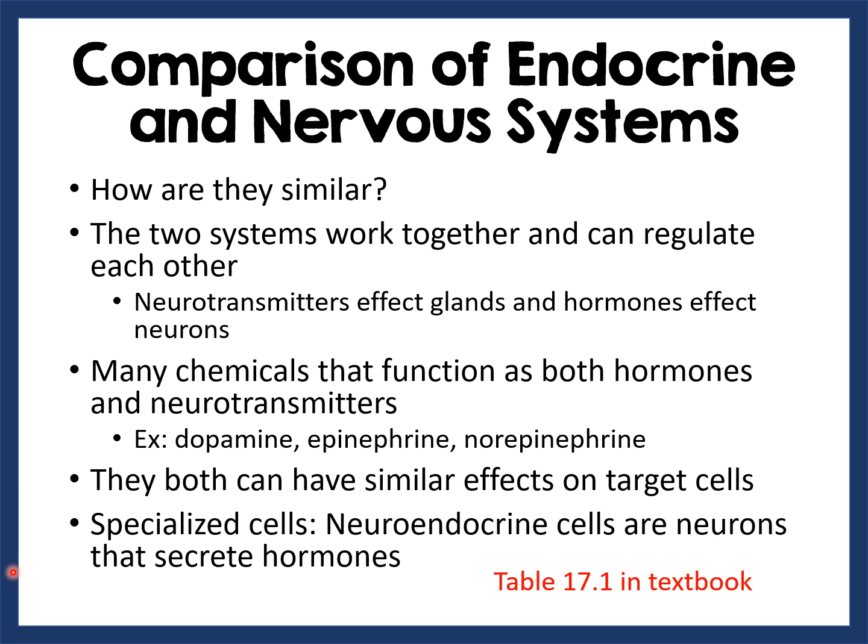There is also a not as talked about specialized cell called a neuroendocrine cell. These are actually neurons that can secrete hormones. And a very nice comparison of these two systems is found in the first chapter of your book, table 17.1.